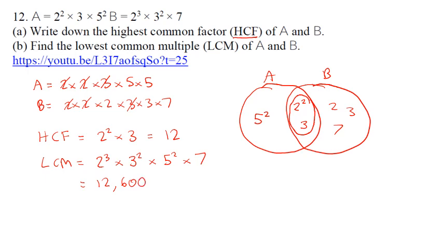What you could also do for the lowest common multiple, as we looked at earlier, is multiply all of the prime factors of A and B together and then divide that by the highest common factor, which is 12, and you should get exactly the same answer.